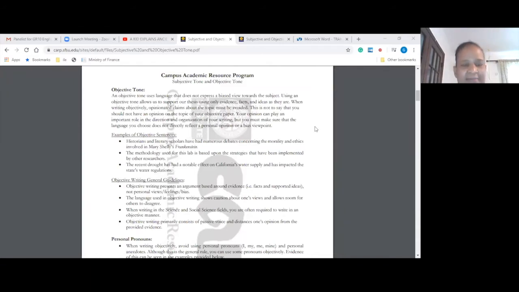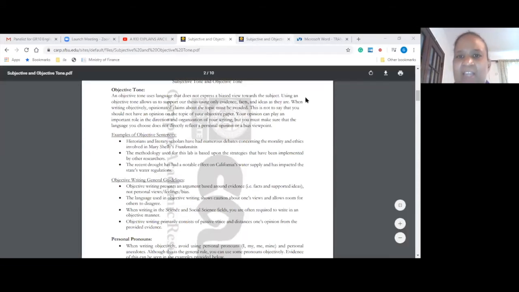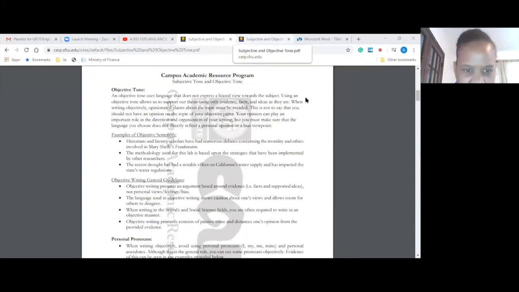There's no opinion there, no bias there for or against. In the first one, we don't see where the writer is saying the awful Frankenstein, which would be showing negative bias. I'm talking about the second one, we don't see the best methodology. They're not saying that, they're saying this is it. The third example, the drought has an effect on water supply. It doesn't tell us negative or positive. It remains neutral. Objective writing is based on evidence.